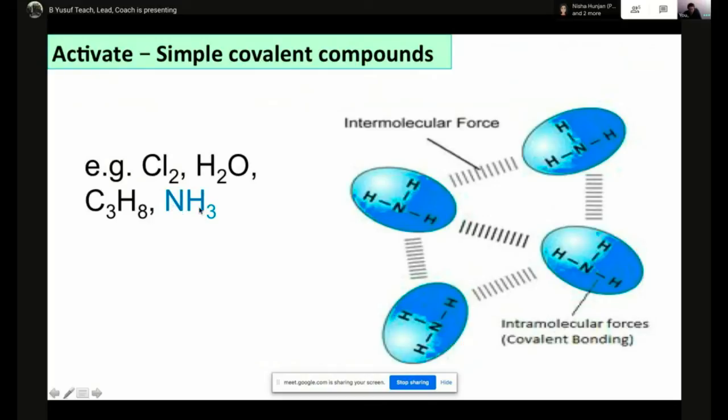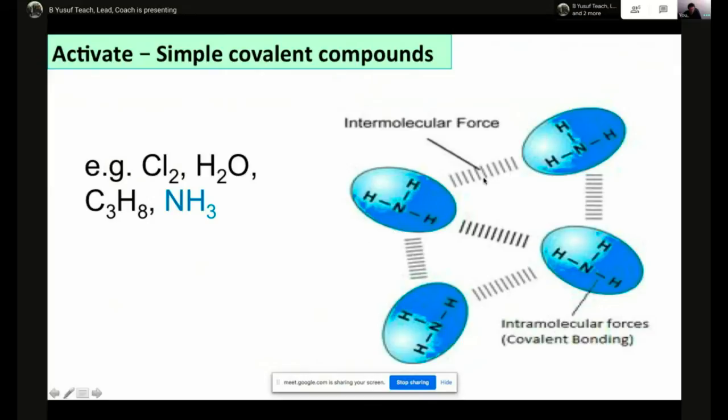The reason why ammonia is highlighted in blue is that this represents the ammonia molecule. It's a simple covalent compound, and you can see two things. Inside the molecule, there are bonds or lines between the hydrogen and the nitrogen, okay? They are called intramolecular bonds. They're part of covalent bonding, and we will look at that in more detail next time.